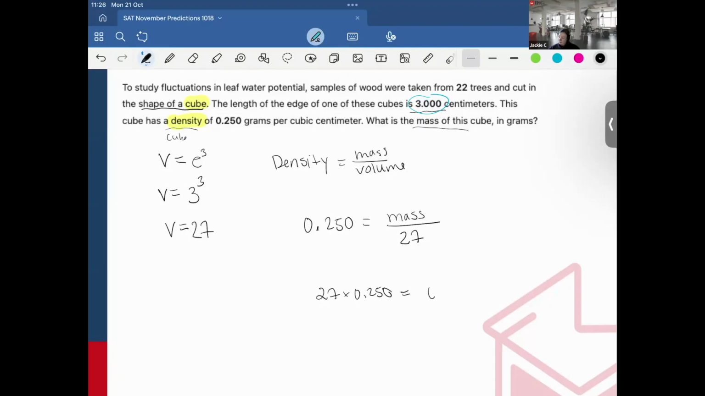Which is equal to 6.75. And that would be my answer.